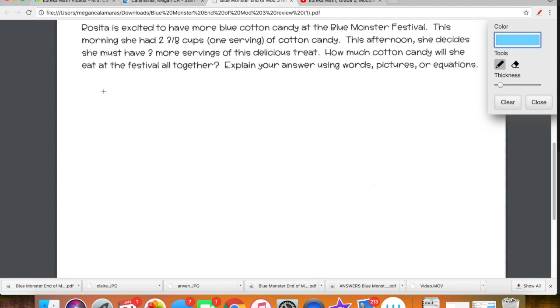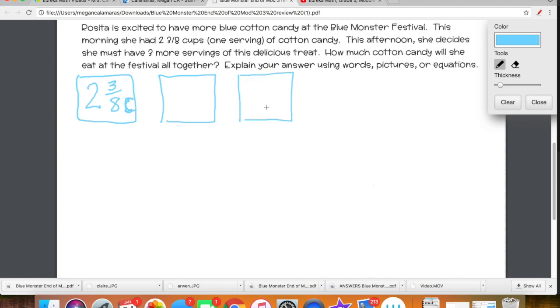Okay, so here's the deal. We are going to make sense of this problem. Here is Rosita's breakfast. Her breakfast consisted of 2 and 3/8 of a cup of cotton candy. Wow. And then she went totally bonkers in the afternoon and ate how many more servings of cotton candy? That's right. She ate 3 more servings of cotton candy. Within each serving, there are 2 and 3/8 of a cup of cotton candy.